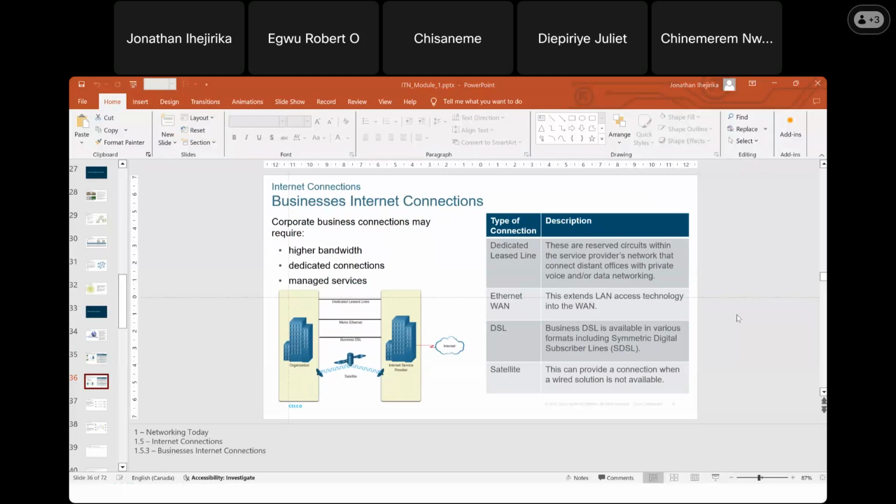So office A has a local area network. Office B has a local area network. Now for those two offices, or those two buildings, to communicate together, it's going to use the principle of WAN, which is a wide area network. Now we also have the DSL, that is the digital subscriber line. Business DSL is available in various formats, including symmetric digital subscriber lines. And of course the satellite. And this can provide a connection when a wired solution is not available.